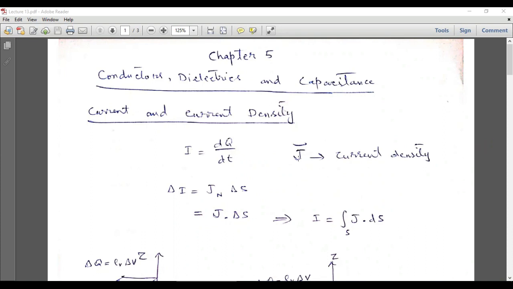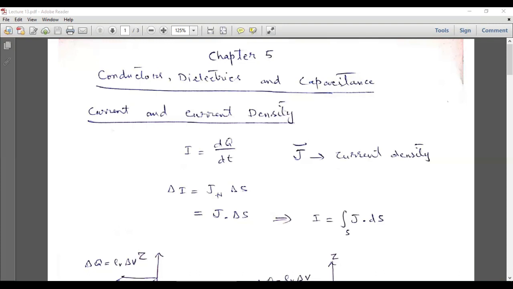And here I will define a new term which is called current density. Current density is denoted by capital J, and it is also a vector quantity. So delta I can be expressed as Jn into delta S. So Jn is actually the component of current density normal to the crossing surface, right? So I is equal to J into delta S.